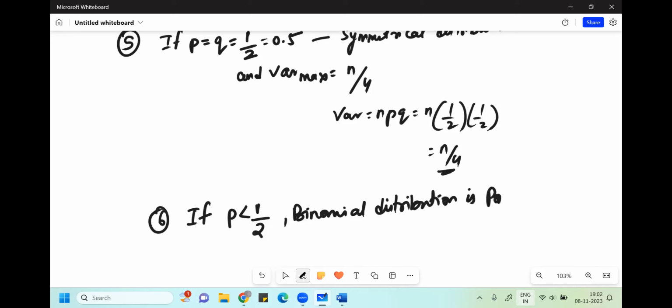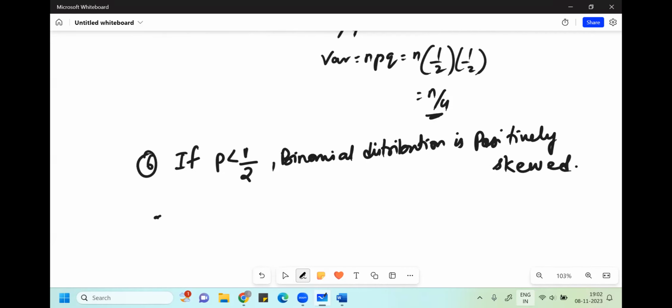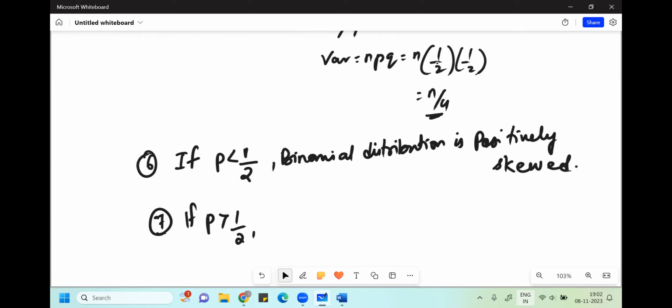Although skewness is not part of your course, you should know a little bit about skewness, kurtosis and all, as you studied in your PU. While if your p is greater than 1 by 2, then your binomial distribution is negatively skewed.